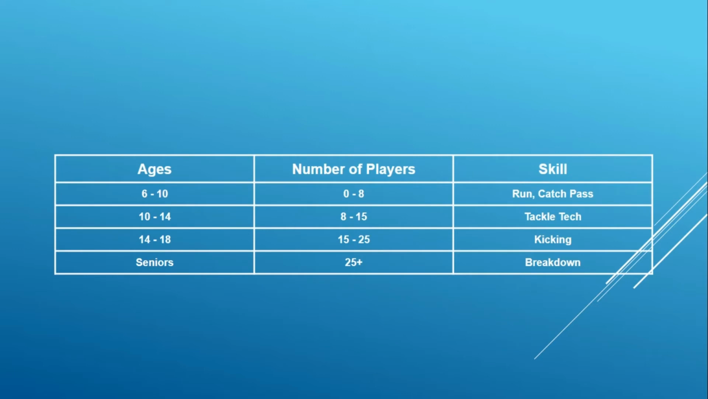We had the ages, the number of players, and then the skill that you want to work on. So again, I was the director of a multi-age group organization. So we started at 6. So you have the age brackets from 6 to 10 years old, 10 to 14, 14 to 18, and then seniors. And then the number of players, because everything is different.